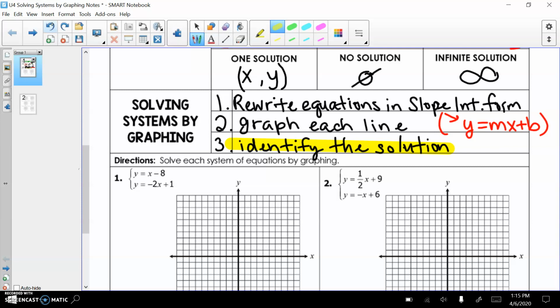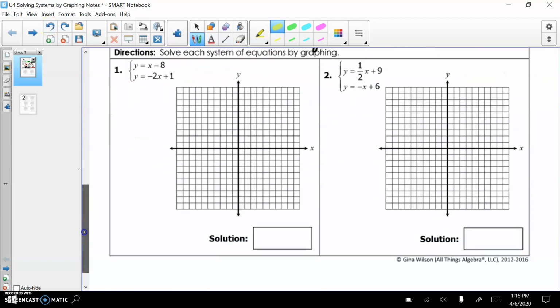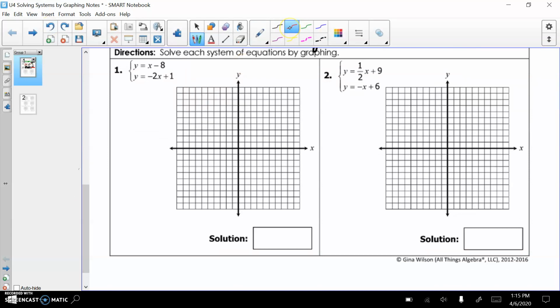All right, so let's look at number one. Let me get rid of that really quick. I'm going to do these in two different colors so you can see the two different lines we're dealing with. So I'm going to start with this top one.